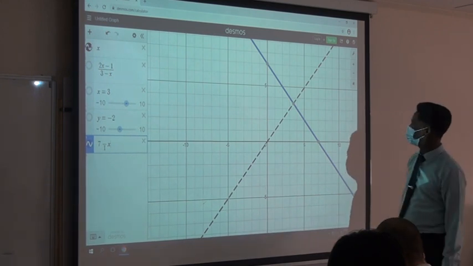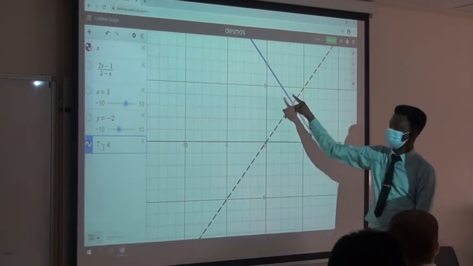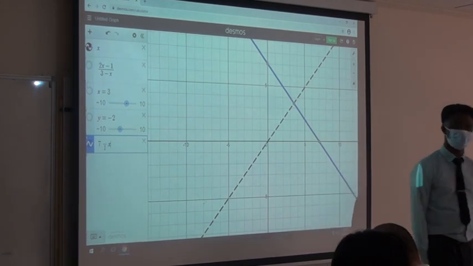In fact, if I'm giving you something like that, I'll probably remove all the axes so you don't know the intercept. So if you don't know the intercept, how do you write the equation?